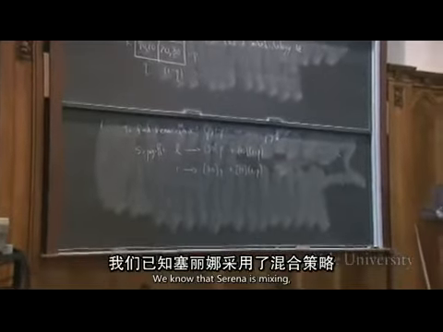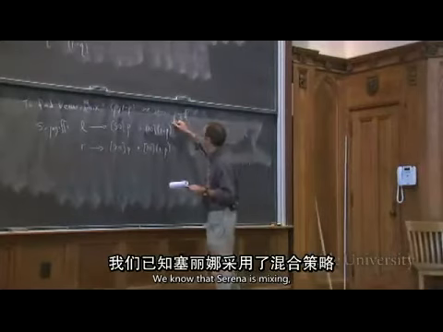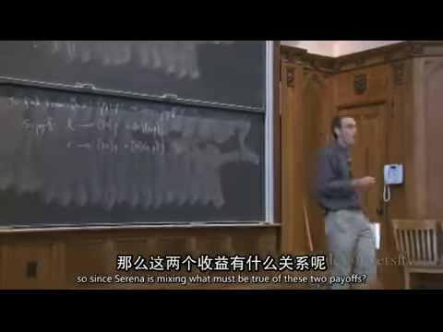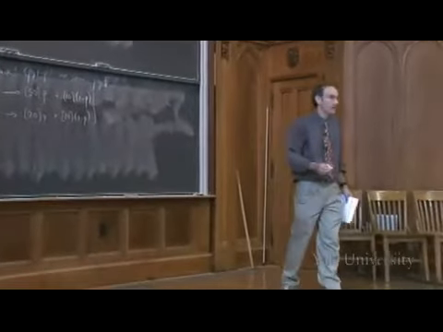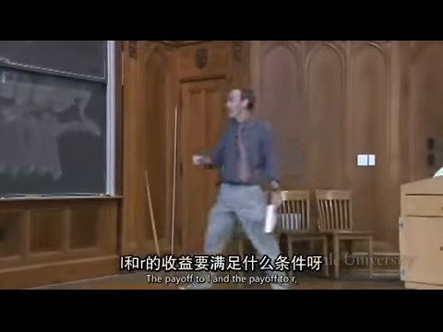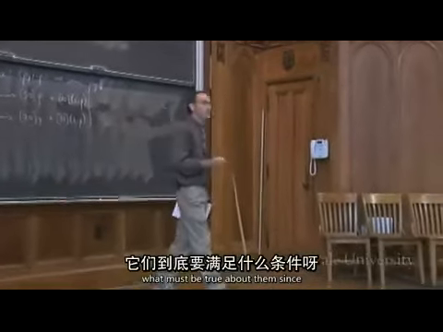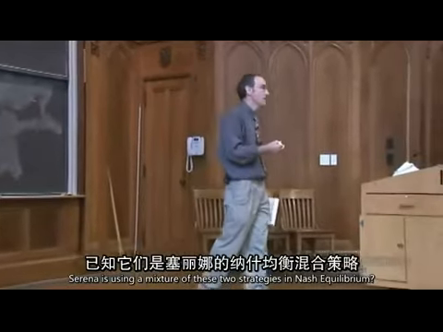And we know that Serena is mixing. So since Serena is mixing, what must be true of these two payoffs? What must be true of the payoff to little l and the payoff to little r, since Serena is using a mixture of these two strategies in Nash equilibrium?